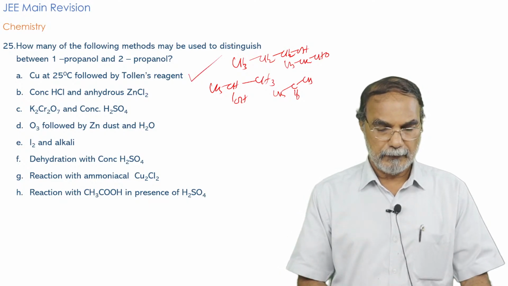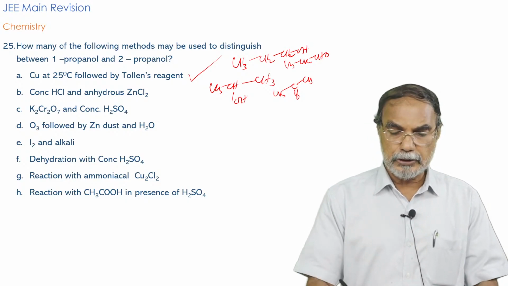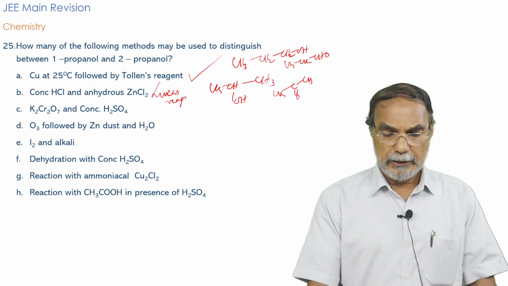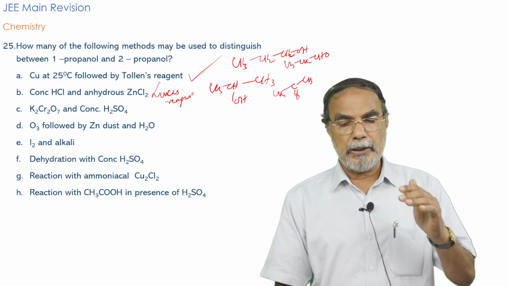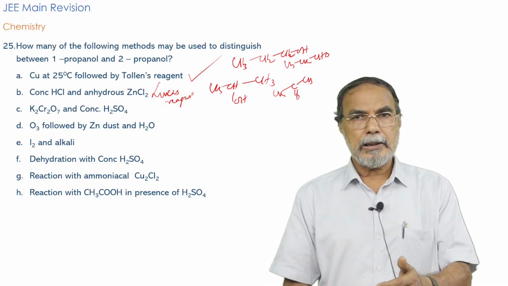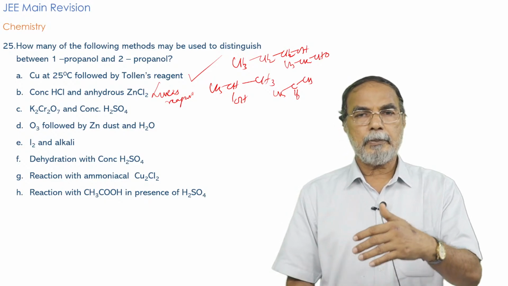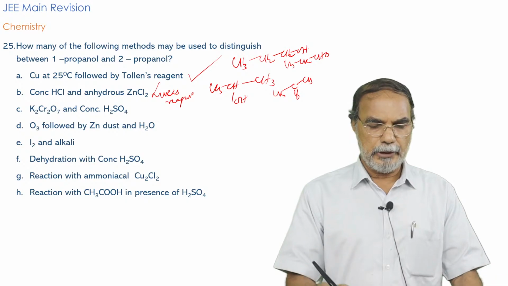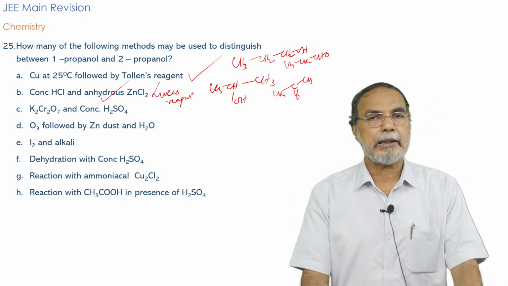And second is concentrated HCl and anhydrous zinc chloride, that is your Lucas reagent. We already said about the Lucas reagent, and Lucas reagent reacts with a tertiary alcohol to give immediate turbidity, with a secondary alcohol turbidity after say 5 minutes, and with a primary alcohol the turbidity very slowly. So the primary and secondary alcohol could be differentiated using Lucas reagent, that is, B is the correct answer.